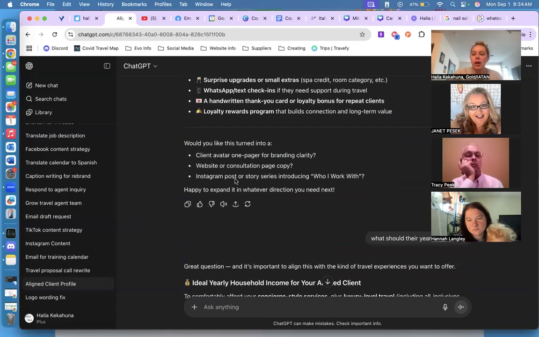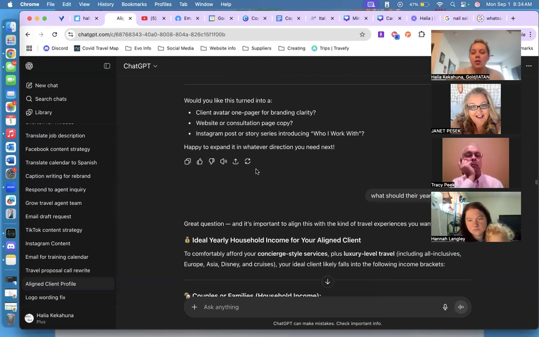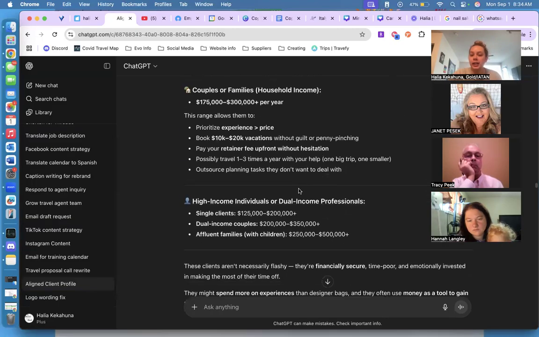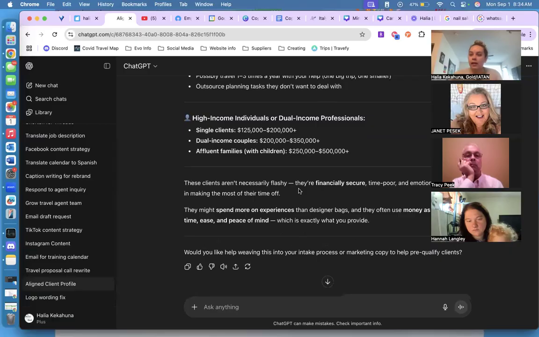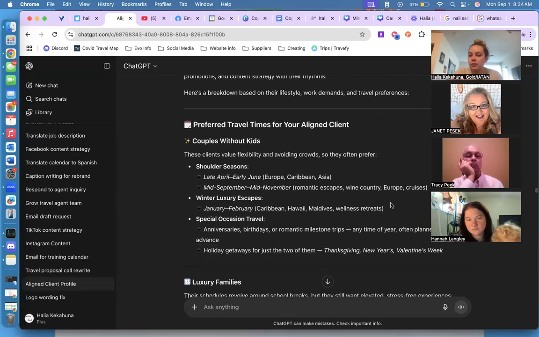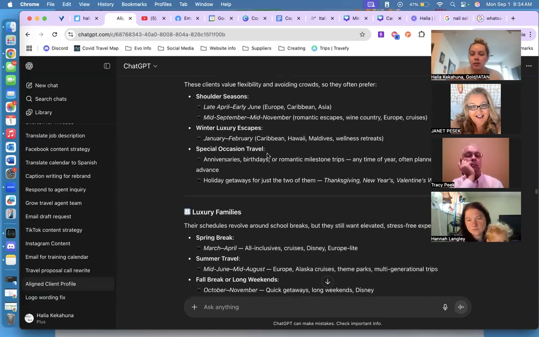Then it's going to ask me what I want to turn this into, to have a full thing. I also want to know what their yearly income is. So it's going to give me their yearly income, right? To know can they afford these types of trips that I'm wanting to book for them. What time of year would they prefer to travel? That way, again, I can market those types of trips. I can really focus my marketing on spring trips, winter trips, summer trips, whatever their preferred time to travel is.